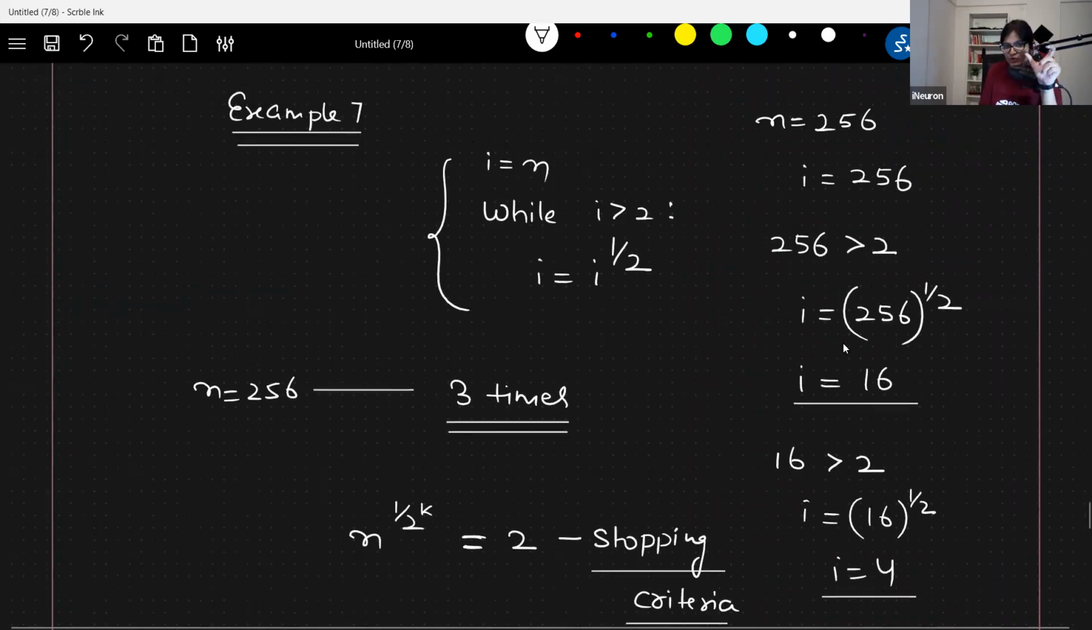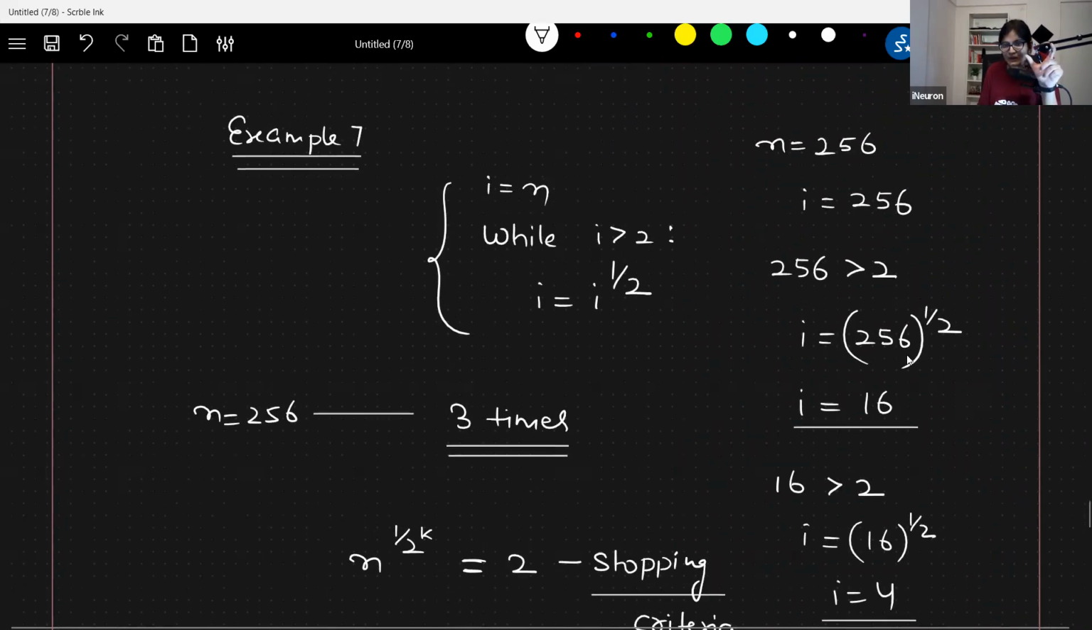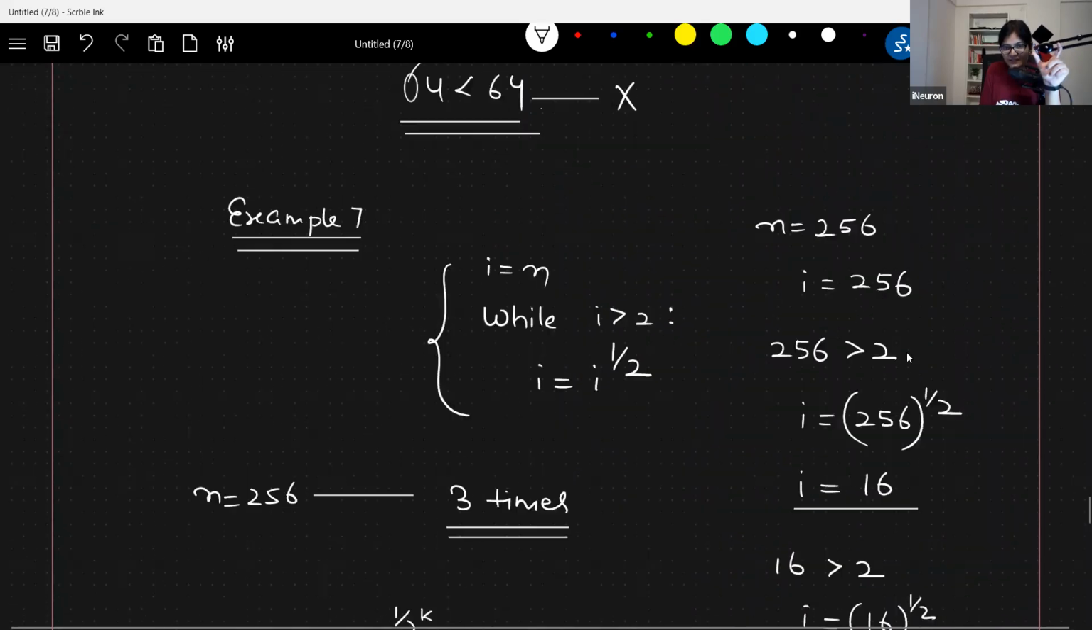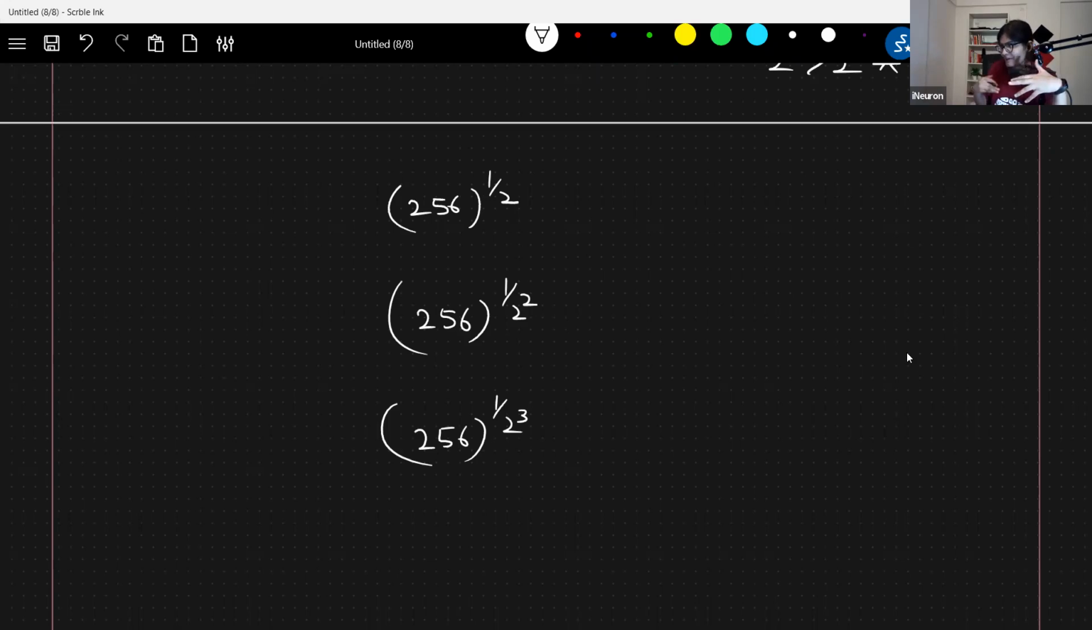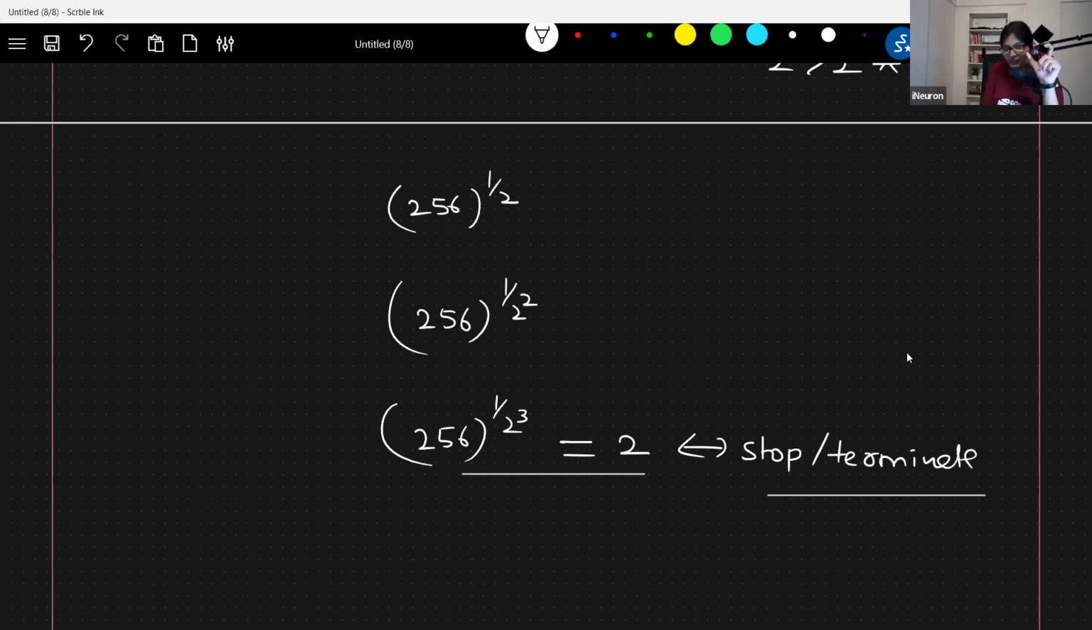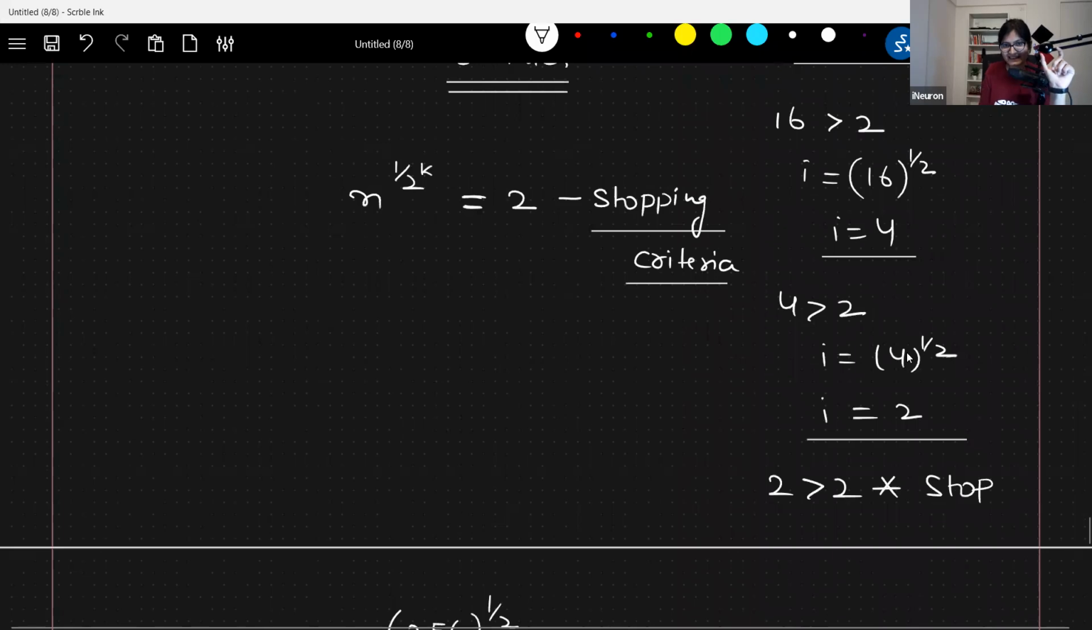When the value of n is 256, for the first part, we are doing 256 to the power 1 by 2. For the next part, we are doing 256 to the power (1 by 2) to the power 2. For the next part, again, 256 to the power (1 by 2) to the power 3. We keep on applying the power 1 by 2, 1 by 2, 1 by 2 until the value is equal to 2. Because at that point of time, your code will terminate. So when the value of k is 3, my code terminates for n as 256. Can I say this? So consider that 256 as n. Can I write this statement?